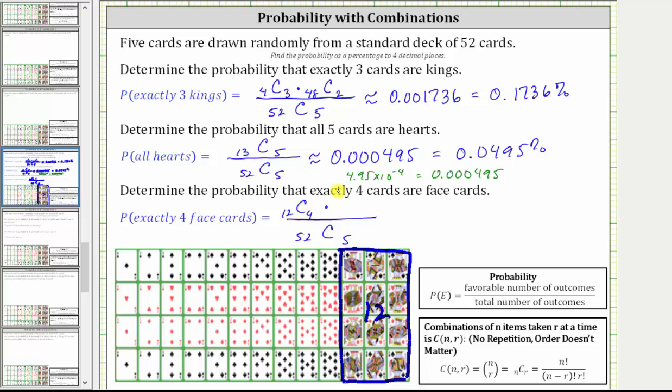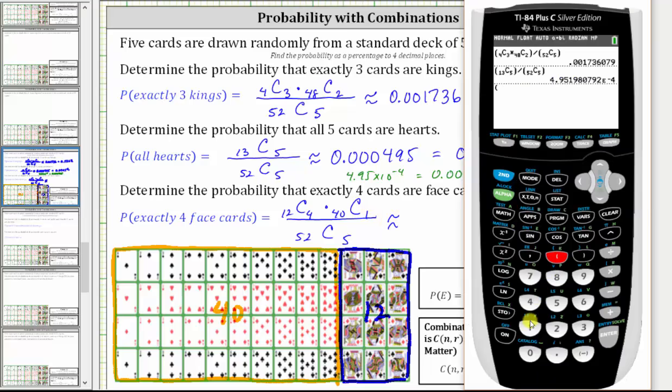Then we have to multiply this by the number of ways of selecting 1 card that is not a face card. And the number of cards that are not face cards is equal to 52 minus 12, or 40. And therefore the number of ways of selecting 1 card that is not a face card is 40 choose 1. And now let's go back to the calculator. So in parentheses we have 12 choose 4 times 40 choose 1. Divided by 52 choose 5.